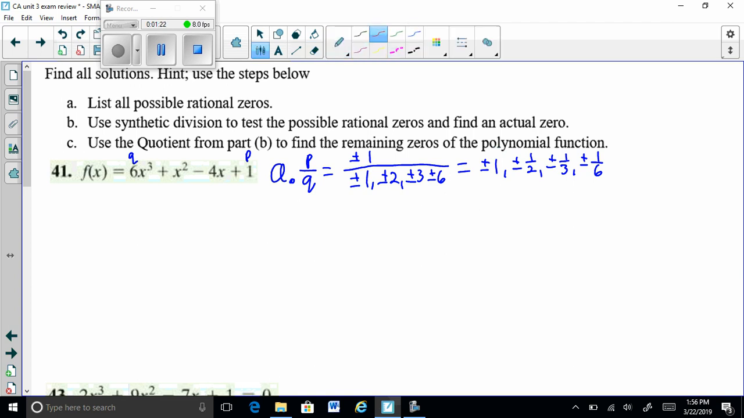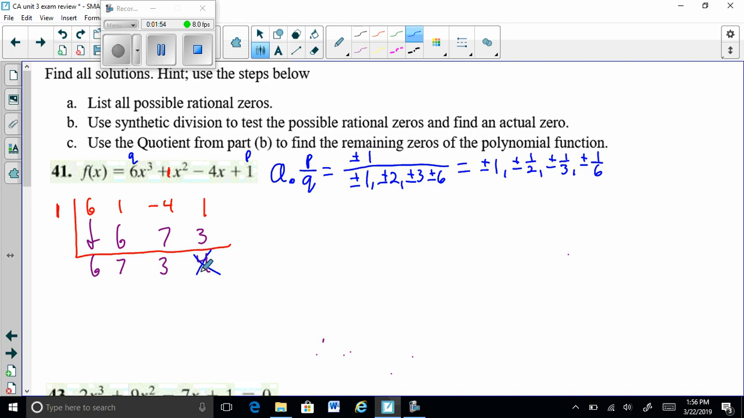All right, so let's see. We're going to make a little half of a rectangle here. So we're going to have 6, then a 1 for that coefficient right there, then -4, and then 1. And so we'll start with 1. We'll try the number 1. So we drop our 6. 6 times 1 is 6. That adds to 7. 7 times 1 is 7. 7 and -4 is 3. 3 and 1 is 3. That adds up to 4. That was not a good one. That one does not work.